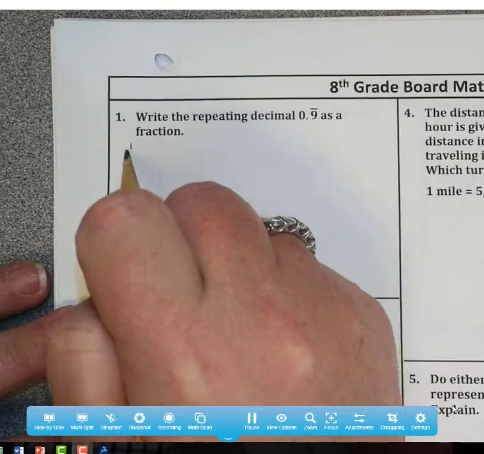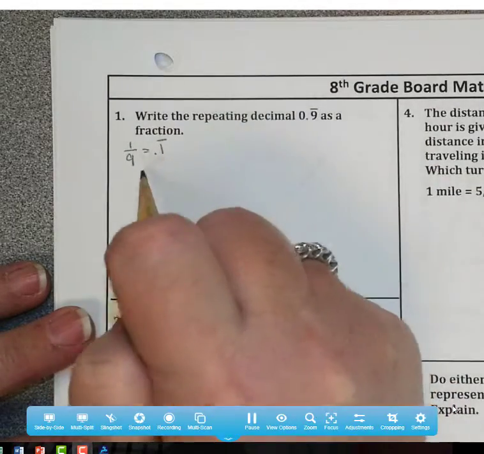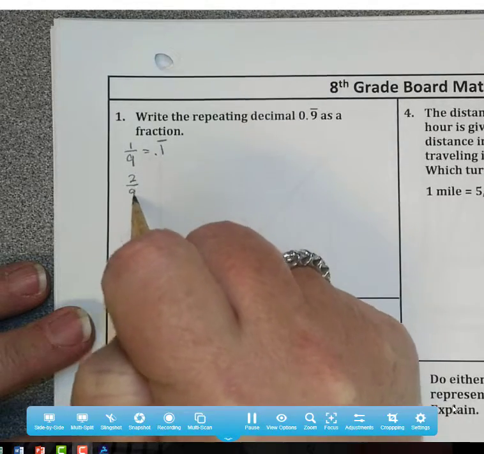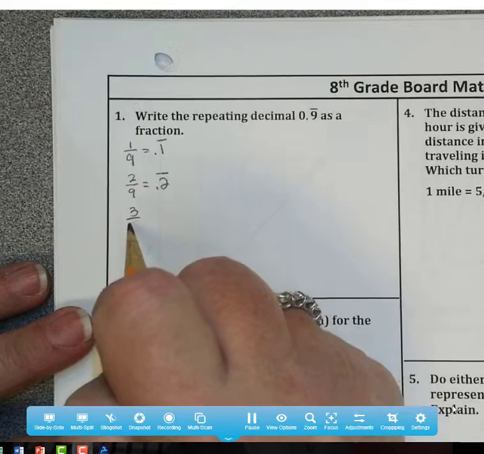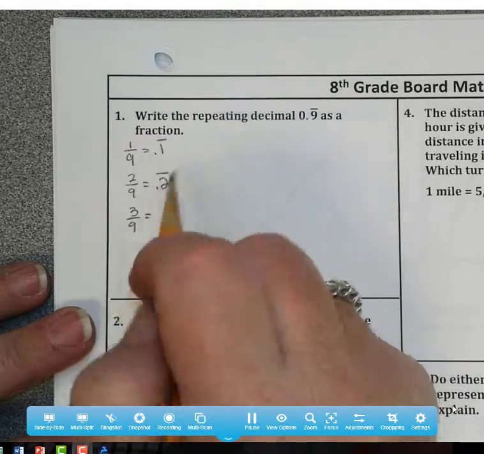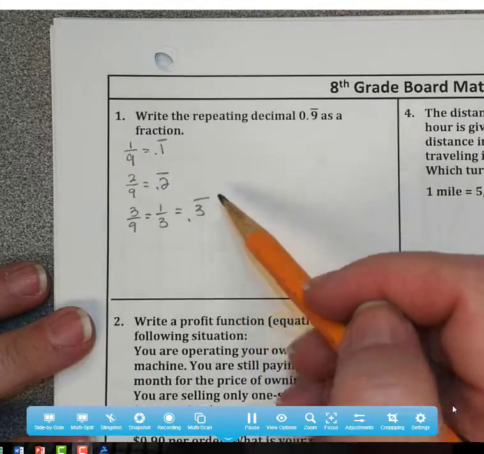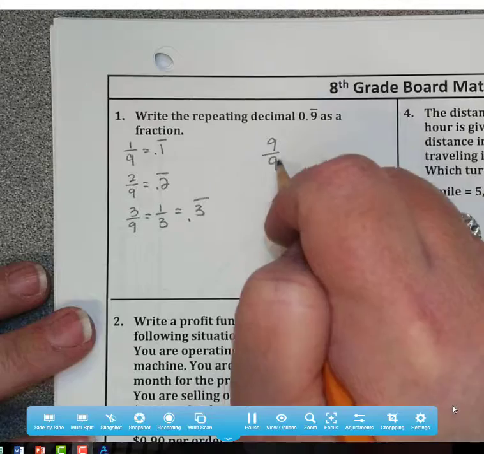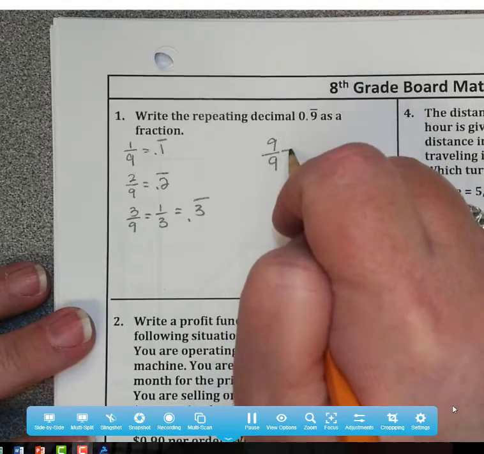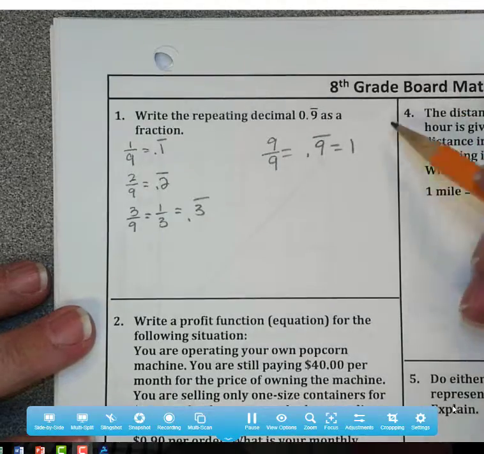So for example, if I have 1 over 9, that is 0.1 repeating. If I have 2 over 9, that's 0.2 repeating. 3 over 9, which is 1/3, 0.3 repeating. So using this pattern, I can say that 9 over 9 is going to give us 0.99 repeating, but that is just equal to 1.